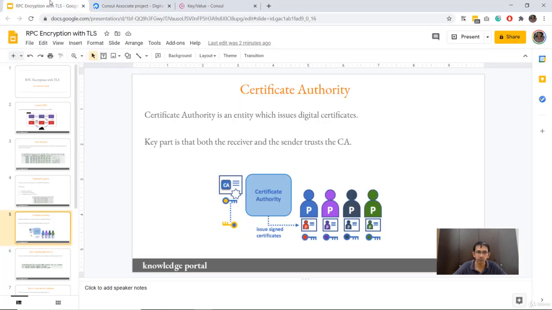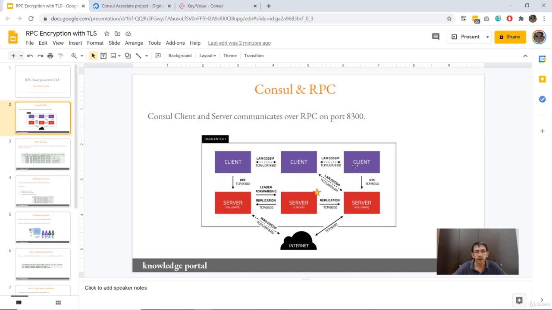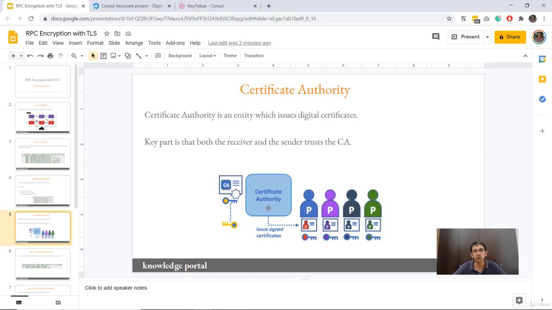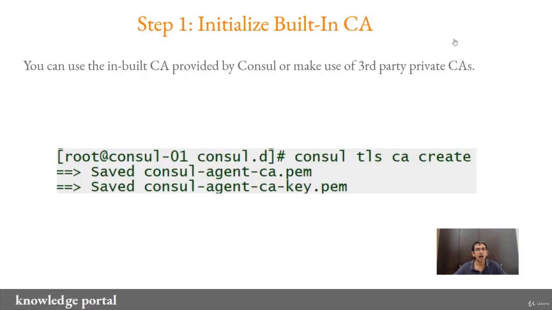the green symbol. Similarly, if you have a certificate authority, then both the server and the client will be communicating over TLS, and both of them should be trusting this certificate authority that will be issuing the certificate. Now do note that this will be a private certificate authority. So step 1 is you can go ahead and initialize the built-in certificate authority that is available.